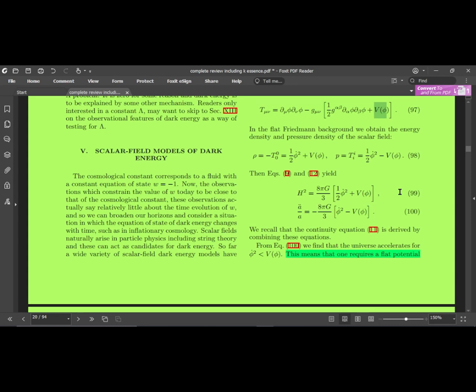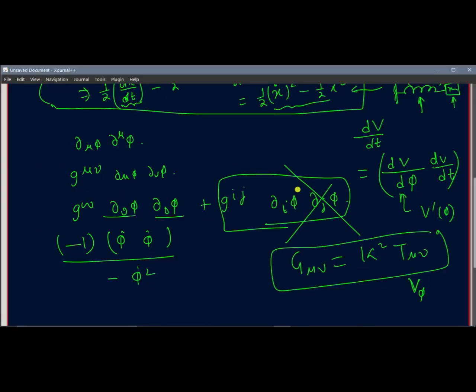And from Einstein's field equation, the G00 component, here G mu nu is the capital G, Einstein's tensor. This 00 component will give you H squared, and the G ij component will produce the a double dot component.